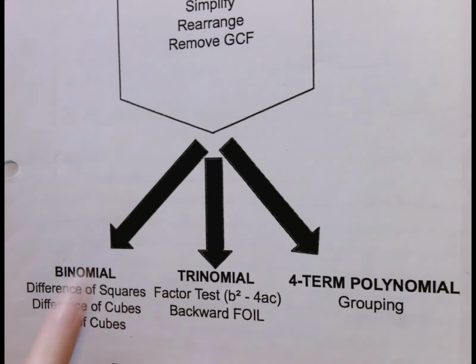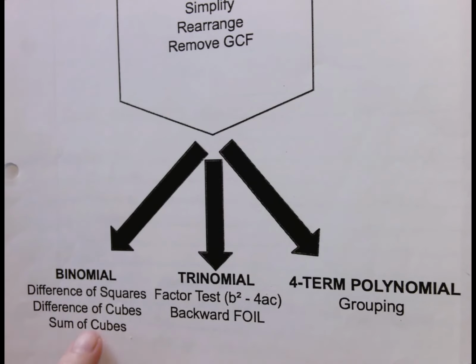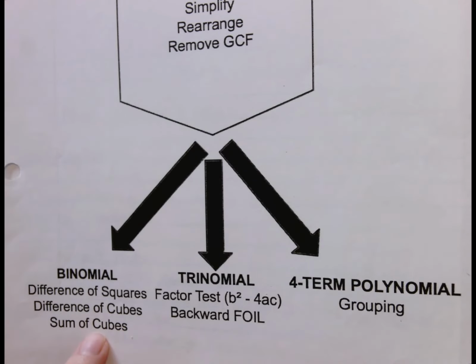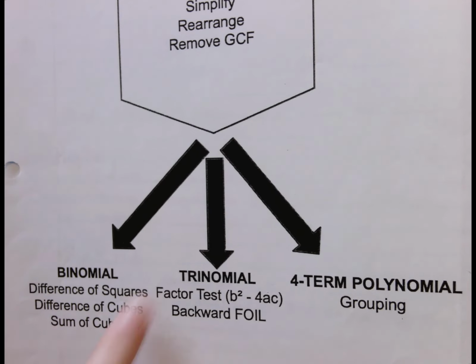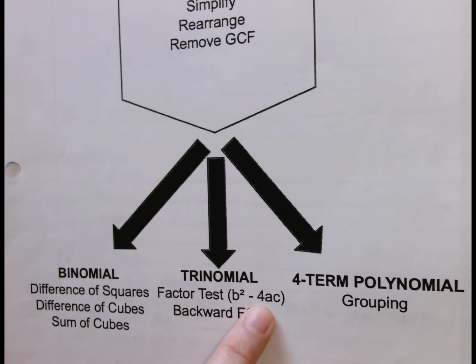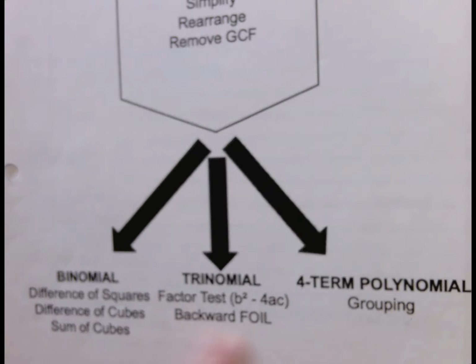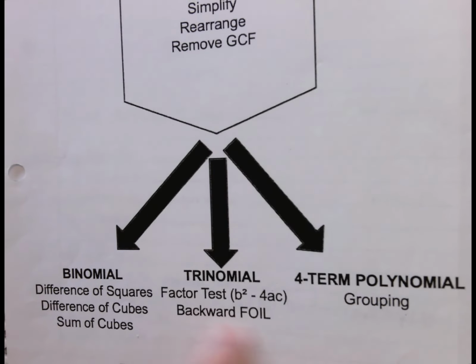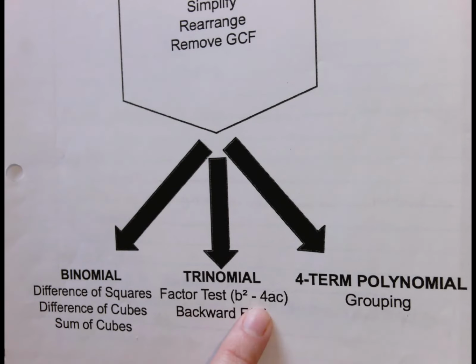Okay, if it's a binomial, you look for these three types, and if it's one of these, you go ahead and factor it. If it's a trinomial, you check the factor test. If the factor test is a perfect square, then you move on and you go ahead and factor it using backwards FOIL. If it's not a perfect square, you leave it, it's prime, okay?